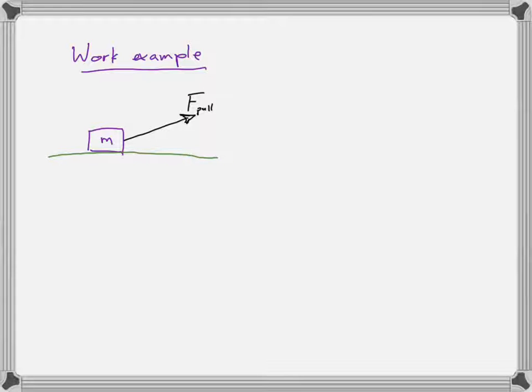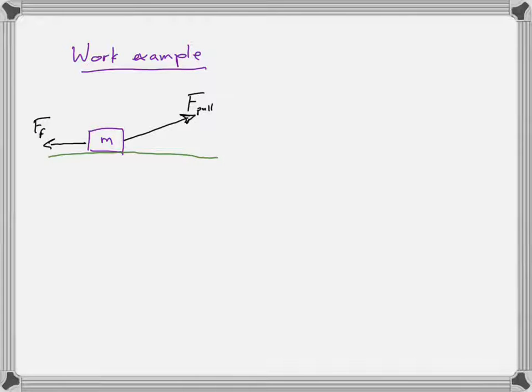Okay, let's do an example with work. Let's say that you're pulling a sled with your little sister in it. If you don't have a little sister, you can put your dog in it. If you don't have a dog, you can put your imaginary friend in it. So let's say you're pulling a sled of mass m, and you're pulling with a force F pull, and it's a real sled on real snow, so there is friction.